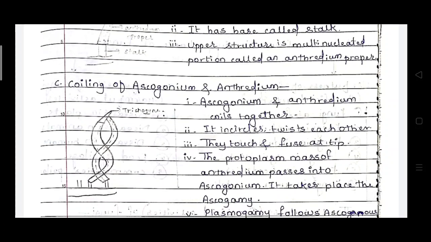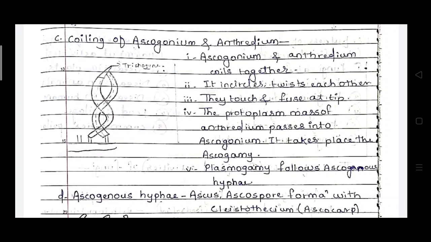So what actually happens in sexual reproduction? There is the coiling of the ascogonium and antheridium. These, the female sex organ and male sex organ, coil together. They encircle and twist each other, touch and fuse at the tip. The protoplasm mass of the antheridium passes into the ascogonium, and ascogamy takes place. Plasmogamy follows.